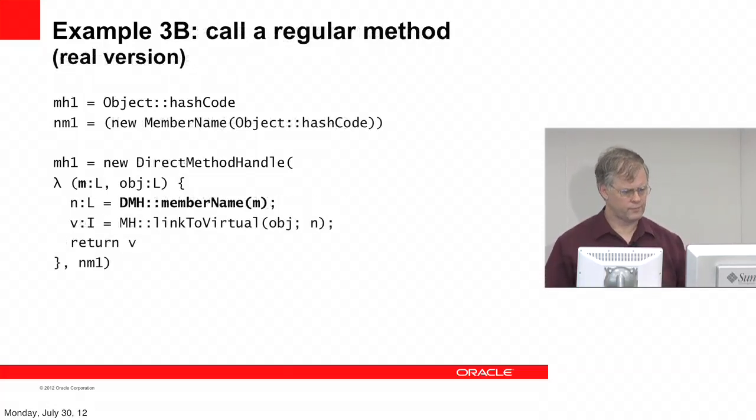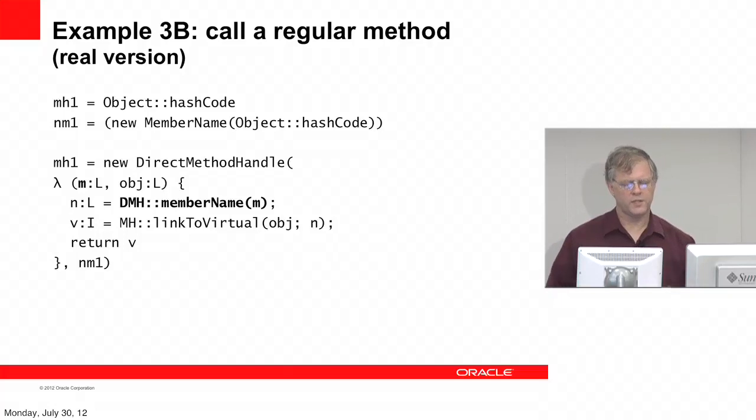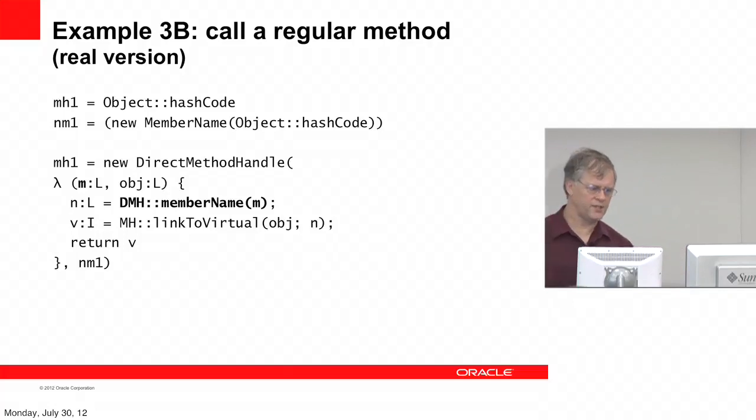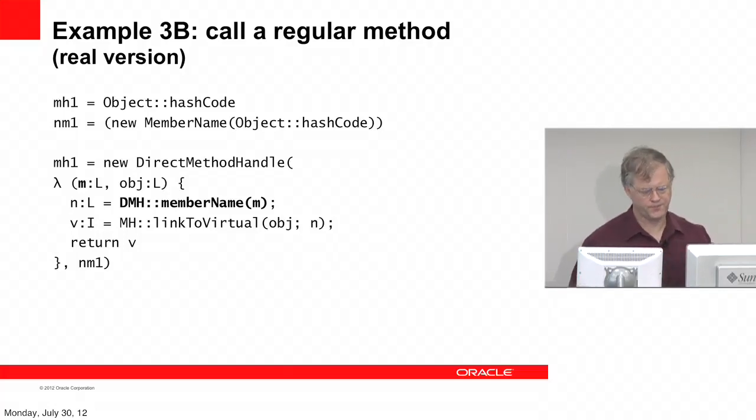Here's the real version. We use a direct method handle which has a built-in field called its member name, and that's a parameter to the constructor. And so this Lambda form is, of course, reusable across all members of that same type. In other words, something that takes a reference and returns an int. So any function or method that takes a single reference and returns an int can use this Lambda form body to do its invocation. It has to be a virtual call too.